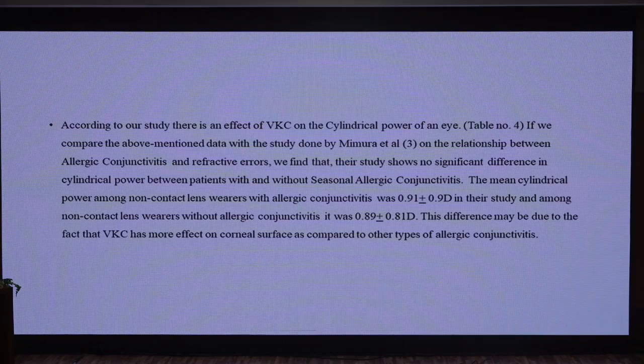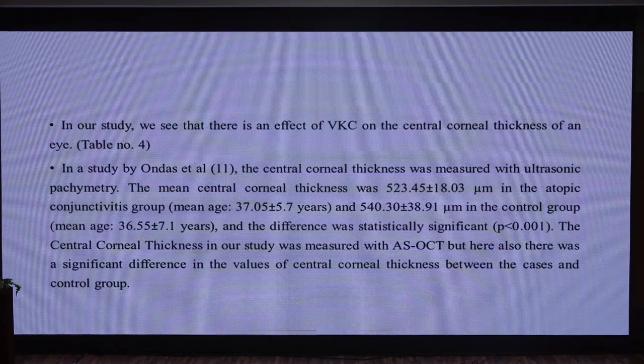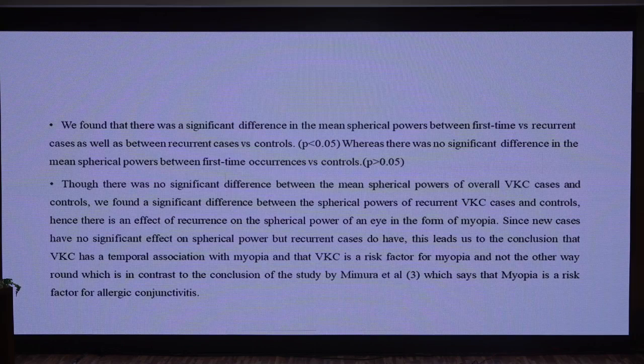Coming to the cylindrical power, what we saw was new cases had no effect on cylindrical power, but the recurrent cases did. So it might be that recurrence has an effect on the cylindrical power, and the longer the disease, the more the effect. Now, VKC also led to central thinning, and various studies have also reported that, like one from Ondas et al. from Turkey. They also find the same, with ultrasonic pachymetry.